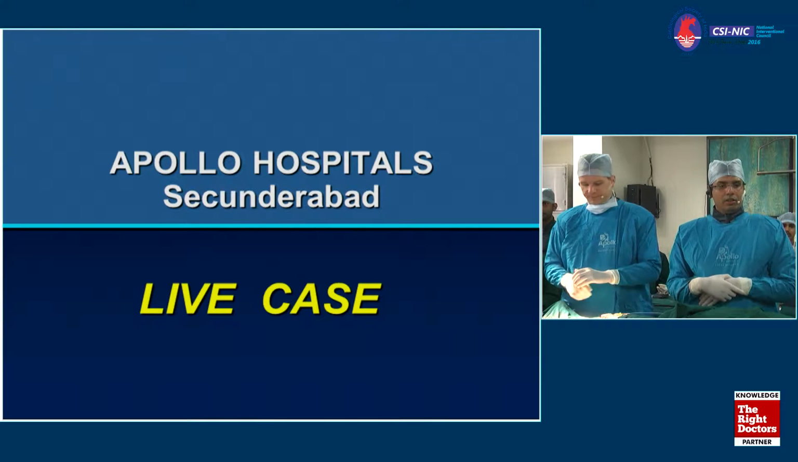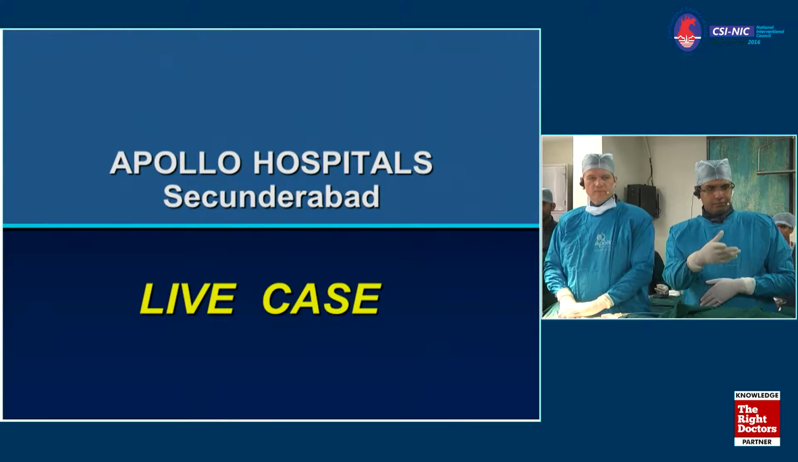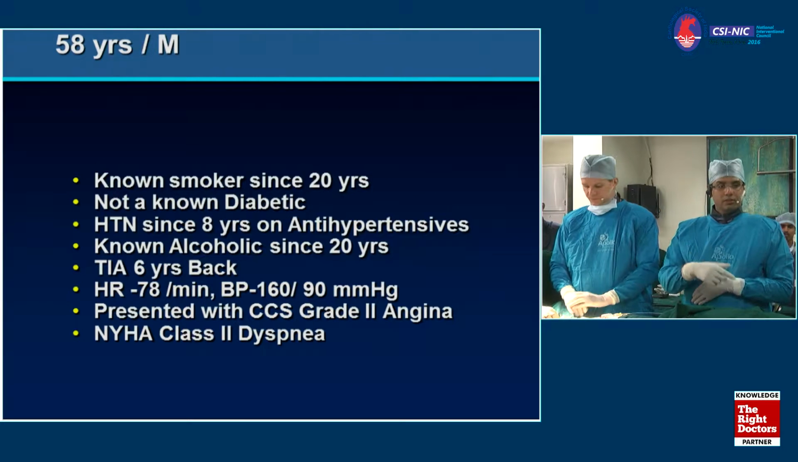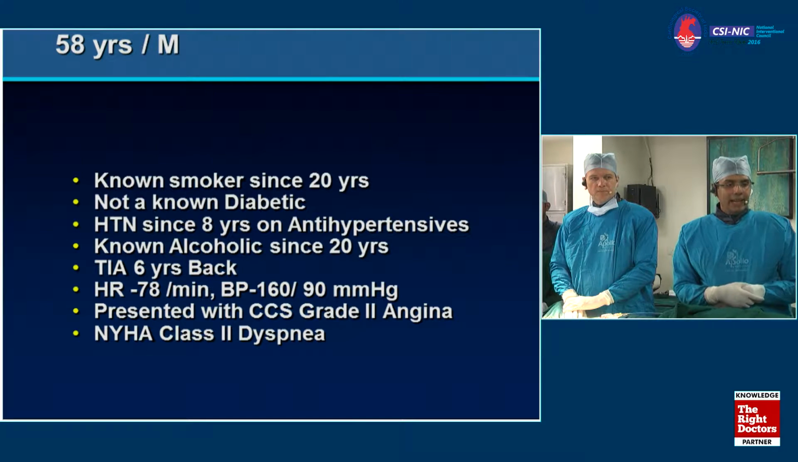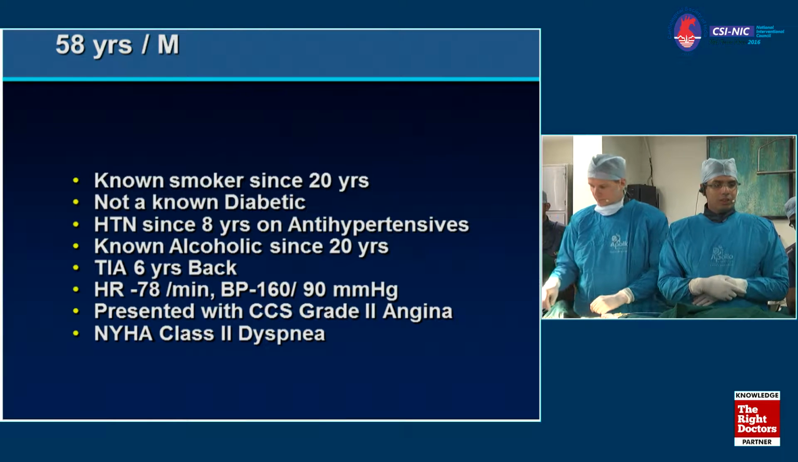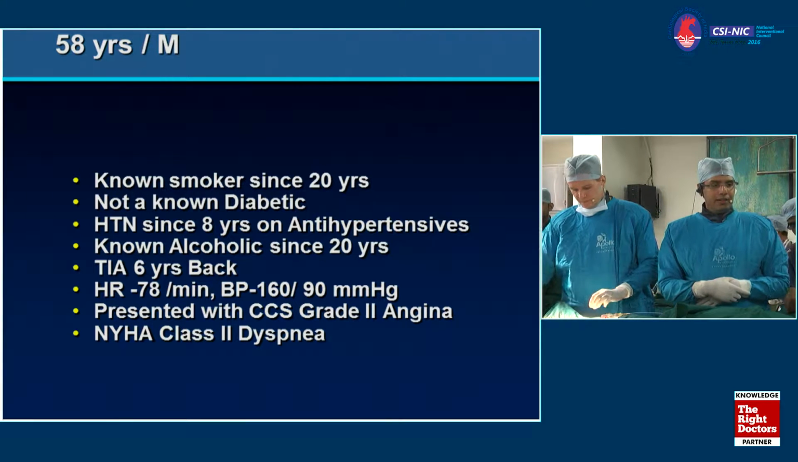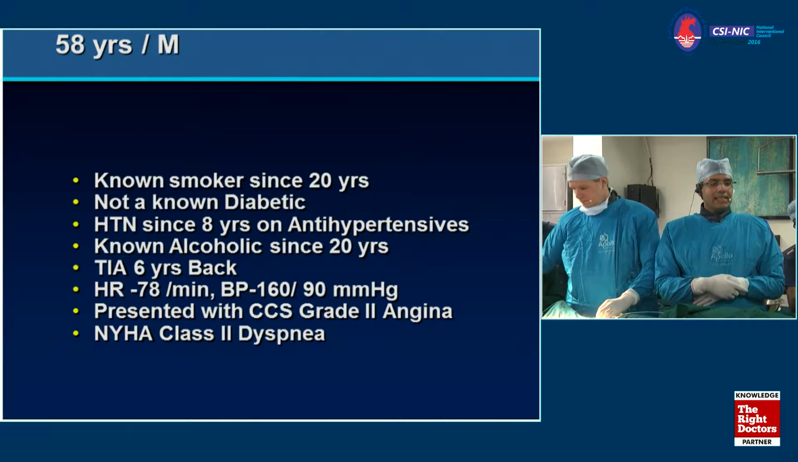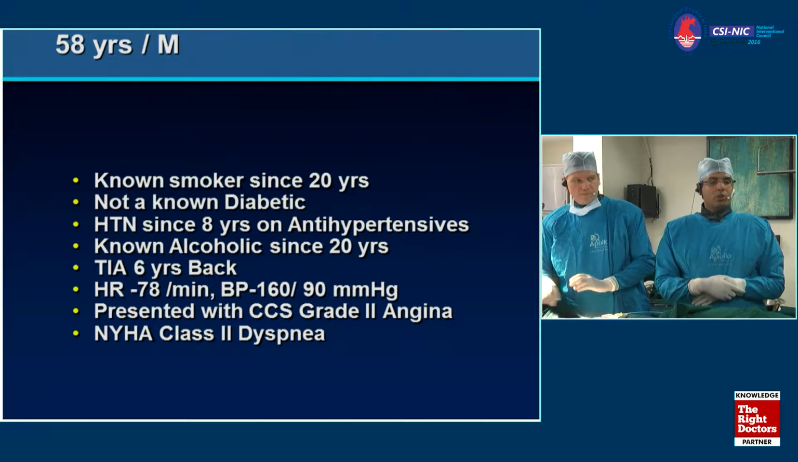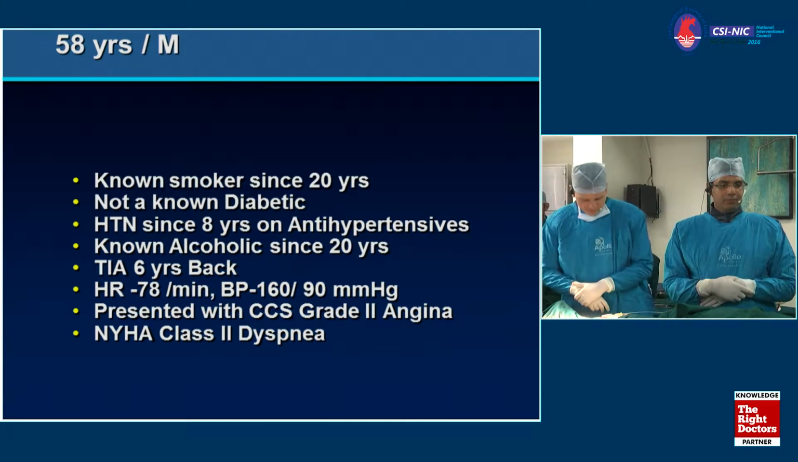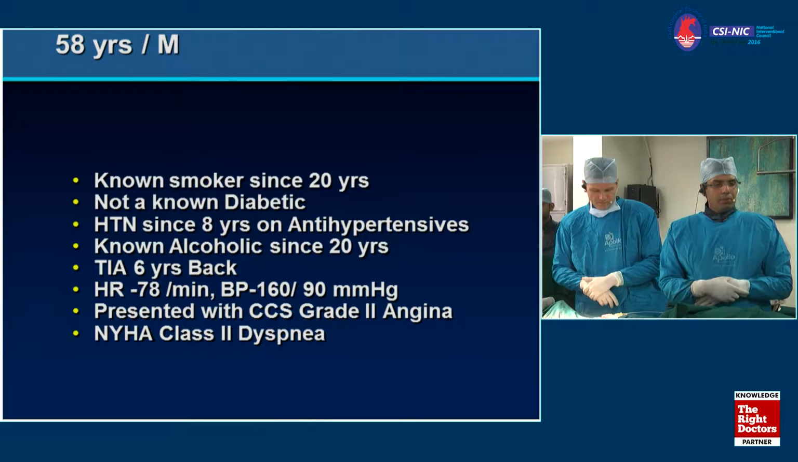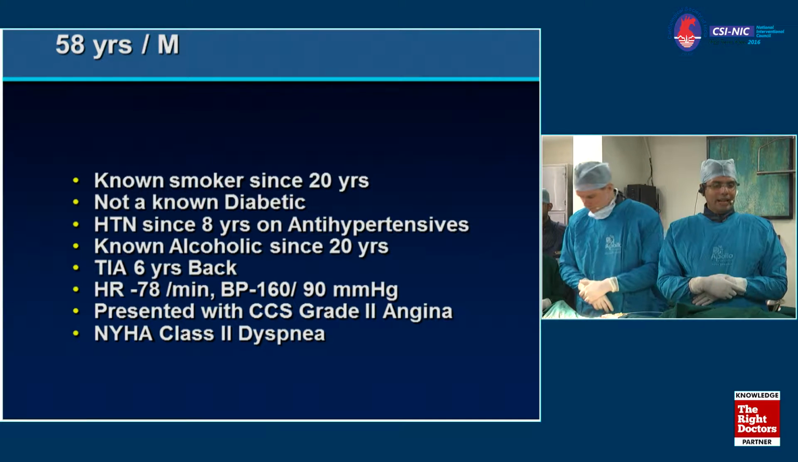Yes, we will. Next slide. This is a 58-year-old male. He's a known hypertensive and smoker, not a known diabetic. He had a history of TIA 6 years back, now presented to us with grade 2 angina. His vitals are stable, blood pressure is around 160/90.